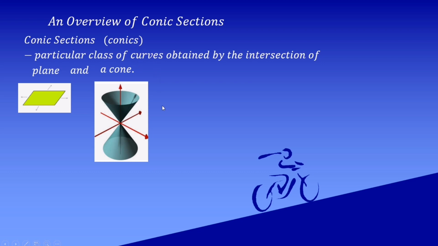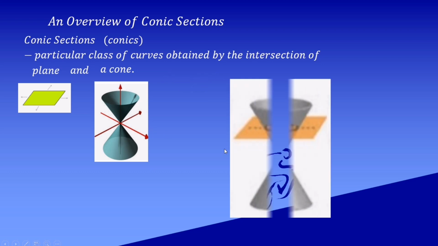Conic sections can be identified as circles, ellipses, parabolas, hyperbolas, and the last one is degenerate cases, usually known as the degenerate conics. So, titingnan natin ngayon ang bawat conic sections and how they are formed.